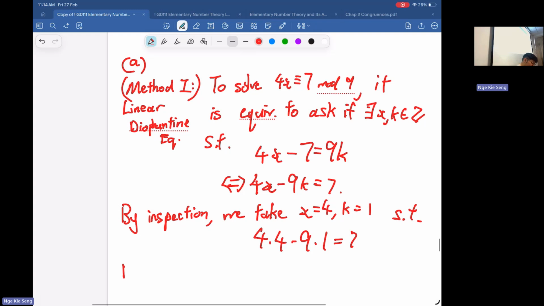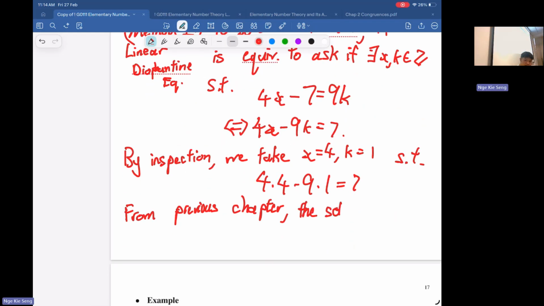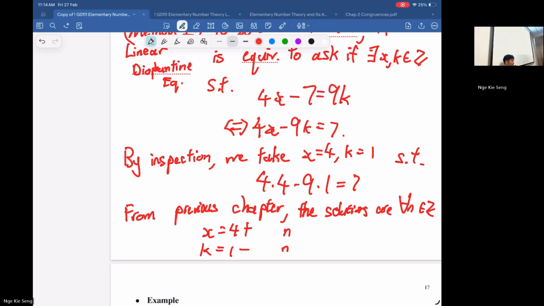From the previous chapter, what do you know? There are infinitely many of them, right? So how do you figure out the infinitely many solutions? The solutions are, for any integer n, x will be equal to 4 plus something, and then k will be equal to 1 plus something, or minus. We have an alternating sign here. So what is the thing you need to put here? What's the multiple of it?